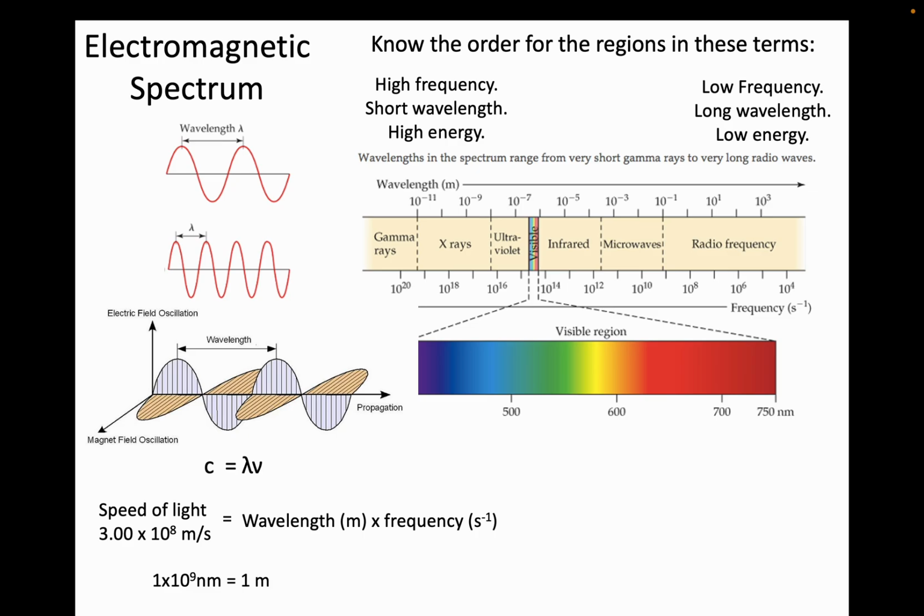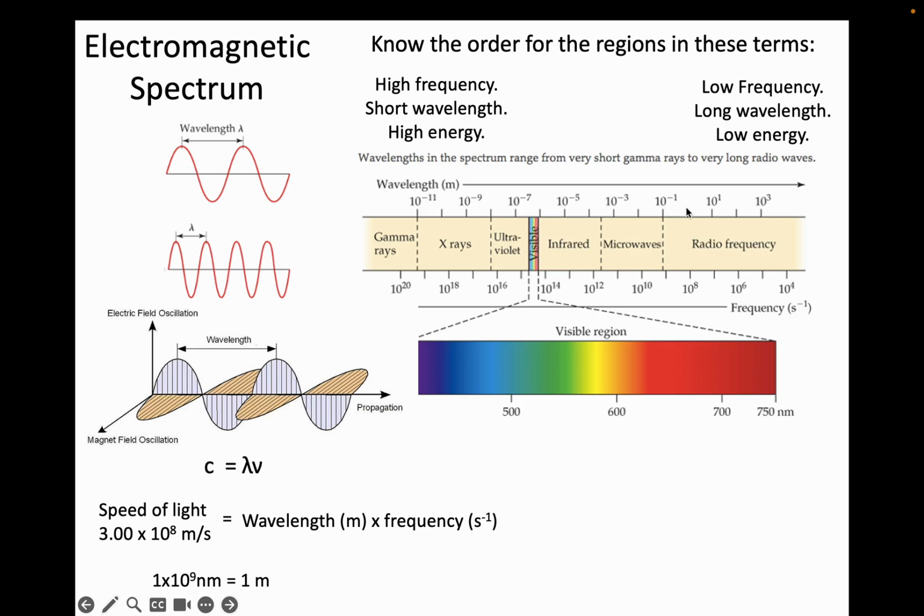Visible light is just one region of the electromagnetic spectrum. We see the entire spectrum here spanning from gamma rays all the way to radio frequency. Our learning objective here, we want to know the order of these regions, putting them in order in terms of frequency, wavelength, and energy. So if I'm looking over here on the left-hand side, gamma rays and X-rays, these have a very high frequency and a very short wavelength. The corresponding energy is high.